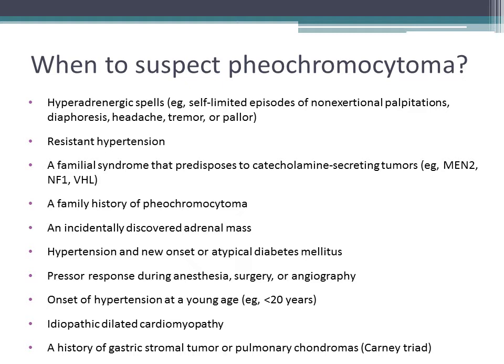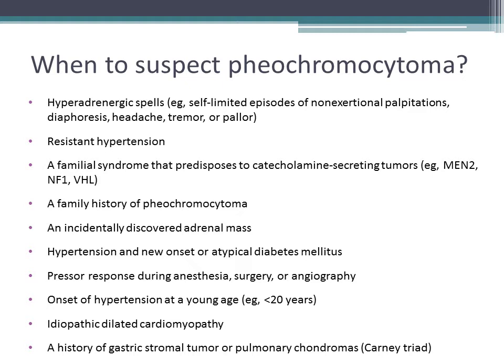It can happen in familial syndromes that we just mentioned, like multiple endocrine neoplasia type 2, neurofibromatosis type 1, and VHL. Some patients can present to you with family history of pheochromocytoma, and that would lead you to investigate the close family members, because it can be familial in up to 30% of cases. An incidentally discovered adrenal mass has to be worked up to rule out pheochromocytoma. That's the standard of care. Hypertension and new onset of atypical diabetes are 2 big red flags that should alert you to investigate for pheo.